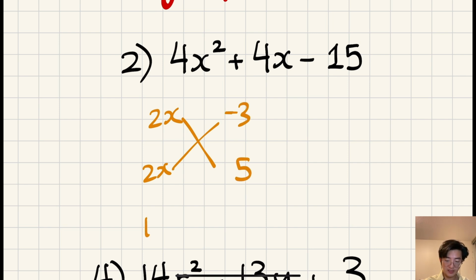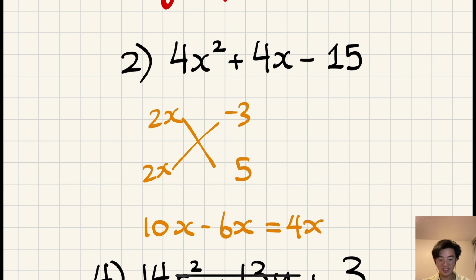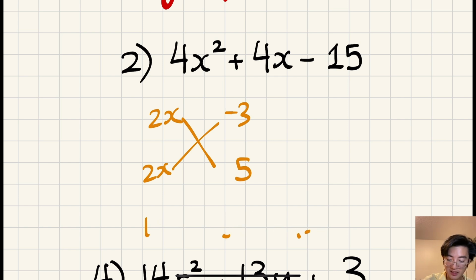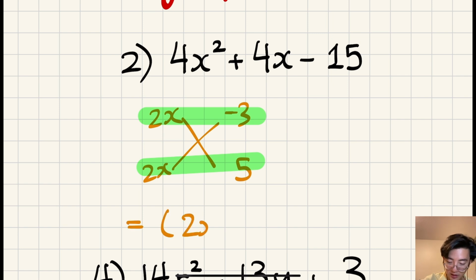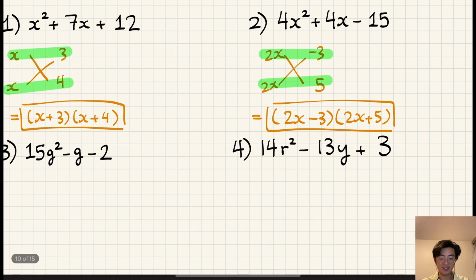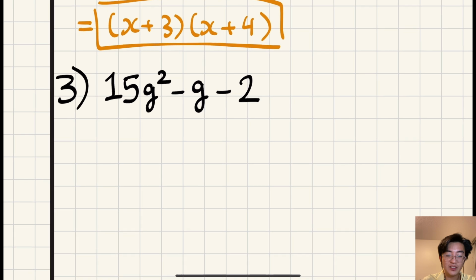So this gets us 2x times 5 is 10x minus 2x times 3, or negative 3, is 6x. So, well, would you look at that? We get a 4x here. Okay, so that is a right guess. Which means that, again, we write our answer like this: this question factors to 2x minus 3 times 2x plus 5. Right, just like that. Okay, next one, 15g squared.